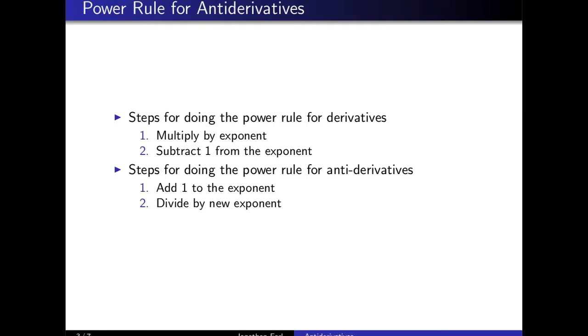We want to undo the power rule for derivatives, and what we have to do is undo each step in reverse order. Remember that for the power rule for derivatives, we took the exponent, multiplied it out in front, and then subtracted 1 from the exponent. So we want to undo the steps in reverse order. You undo subtracting by 1 by adding 1, and you undo multiplying by the exponent by dividing by the exponent. So for the power rule for antiderivatives, we add 1 to the exponent and then divide by this new exponent.